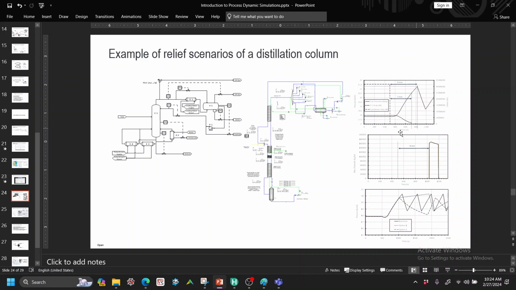But still, because the majority of the energy comes from the upstream FCC columns, we keep supplying energy because there is no way to control this, and then the gas is accumulating. Hence, we see this increase in the pressure. So that's what this is.